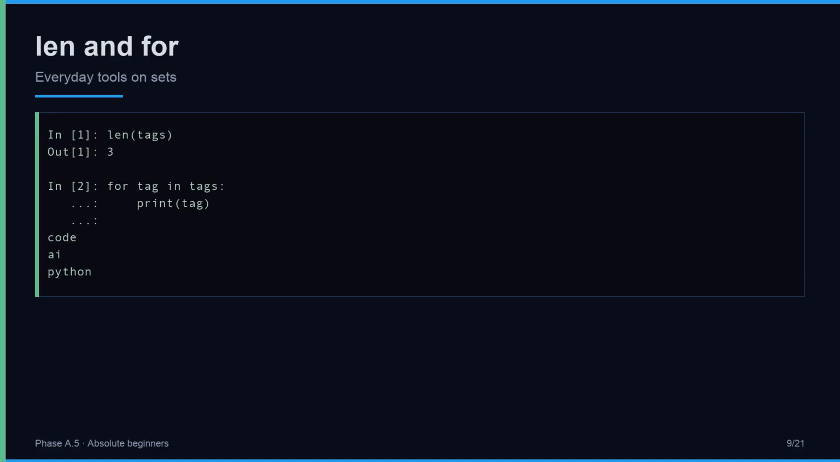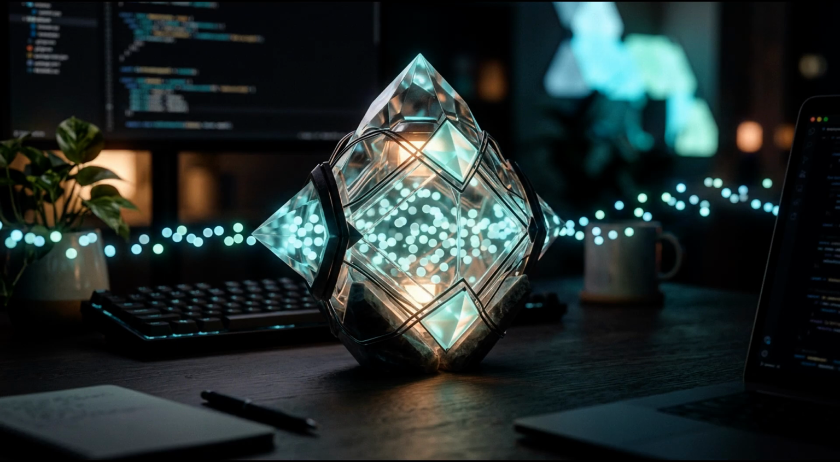Two everyday tools that work on sets. Len of tags gives 3. The number of unique items. And you can loop over a set with for, for tag in tags, print tag. The order you see is not guaranteed, so do not depend on it. If you need sorted output, wrap with sorted. Sorted of tags gives a list in order. Sets are not about position in a row. They are about presence. Count with len, walk through with for, and reach for sorted only when order matters. Count and walk.